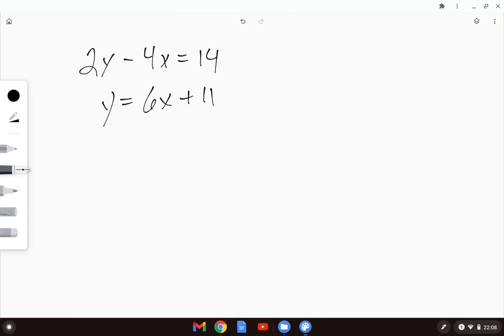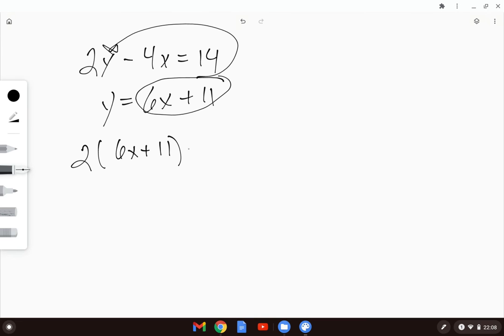Okay, so the first step is to substitute the expression into the other equation. Here's the expression. This is what y equals, so I'm going to substitute that in here and write 2 times 6x plus 11 minus 4x equals 14. Then step number 2 is to solve the equation for the other variable. So I'm going to solve this equation for x.